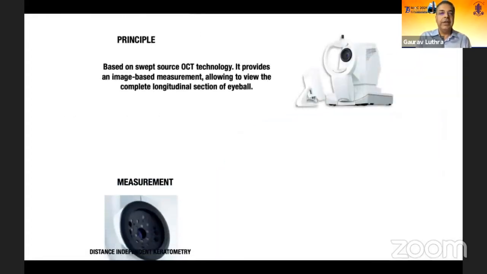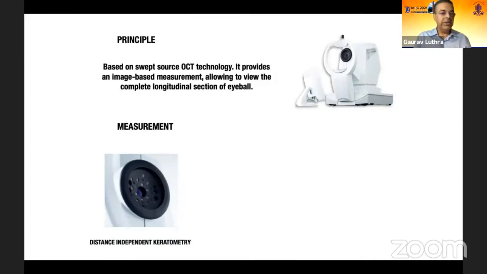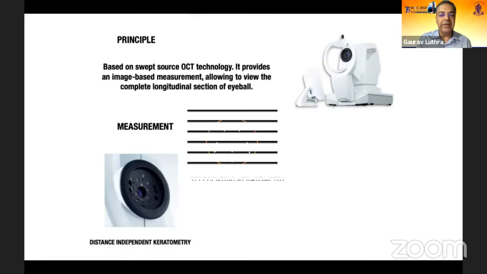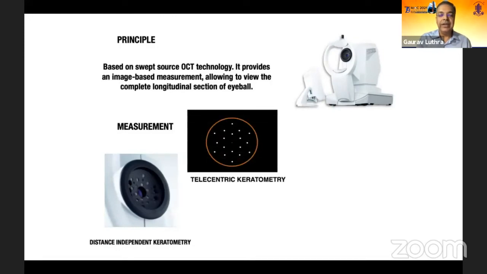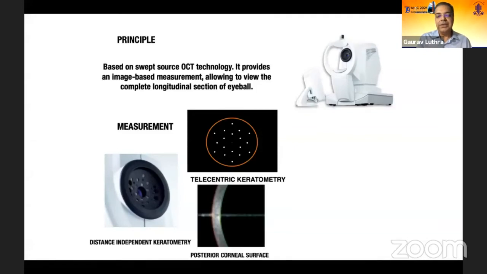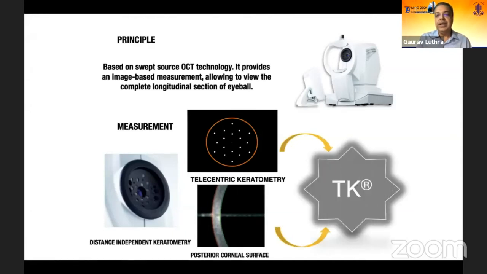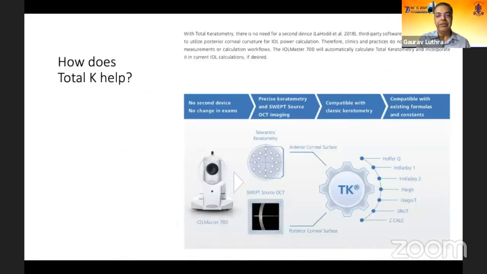Some new features there. The principle is based on swept source technology, and that also has several other very sharp features: the distance independent telekeratometry, the telecentric keratometry, which changes the game again. And then, of course, it does measure the posterior corneal surface, and therefore provides for the total K. And that total K can be used for the different formulas, especially the Barrett Total K formulas, which are good for post-refractive surgeries.